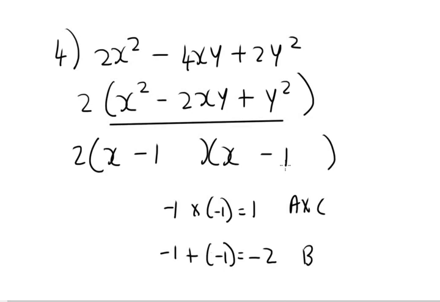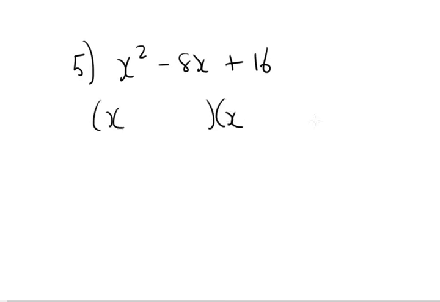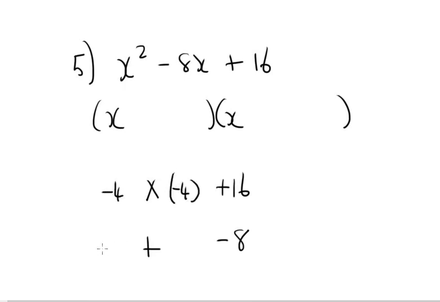Okay. Number 5, it's the last one we're going to have a look at for this exercise. Number 5, I've got x squared minus 8x plus 16. So in this case over here, it's x and x. 1 times 16 is 16. Then I've got a negative 8 in the middle. So something times something must give me positive 16, and when I add it up, negative 8. In this case, it's going to be negative 4 and negative 4.